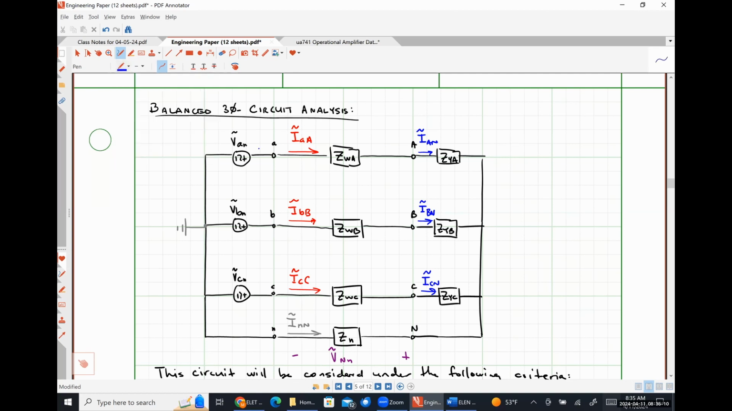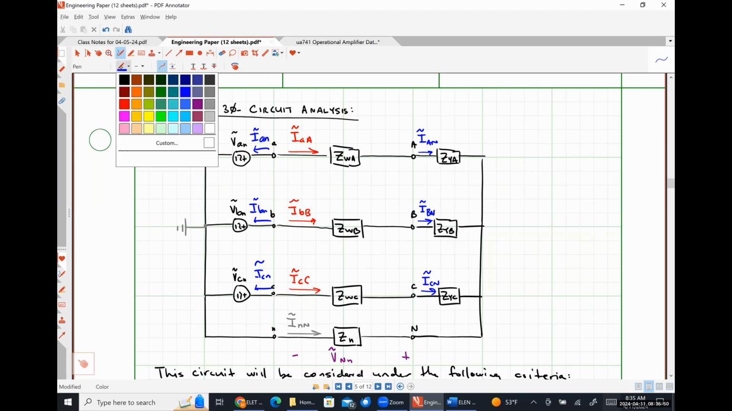If I draw the phase currents through my source, how are these related to my line currents? Equal but opposite direction, right? So they're just the negative of the line currents. So they are all still going to be equal in magnitude and 120 degrees out of phase with each other.